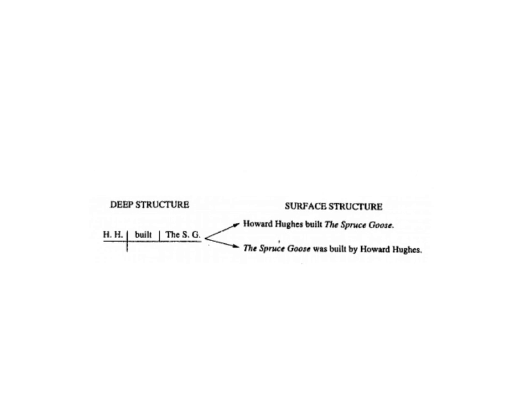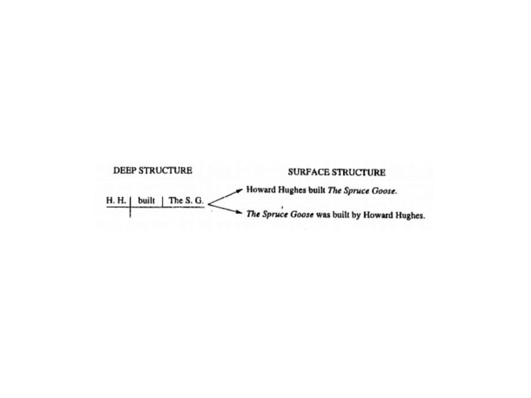To illustrate the basic idea of transformations, look at the 2 versions of the spruce goose sentence at the bottom of page 425 of the handout. Howard Hughes built the spruce goose. The spruce goose was built by Howard Hughes. These sentences have the same deep structure.